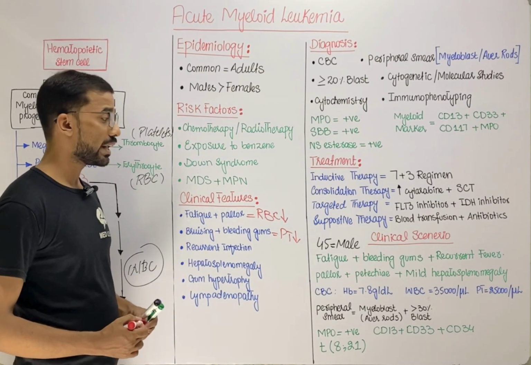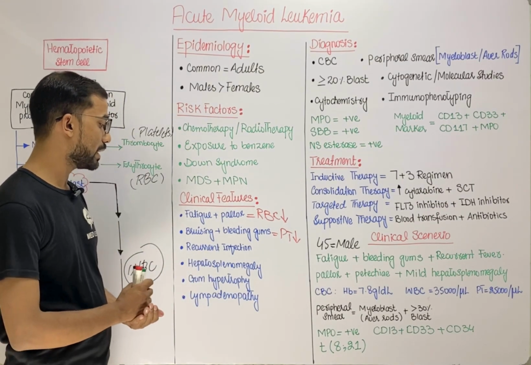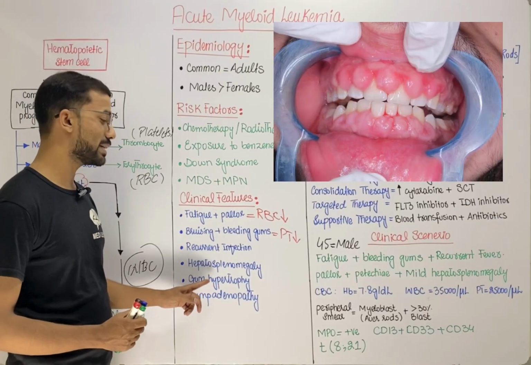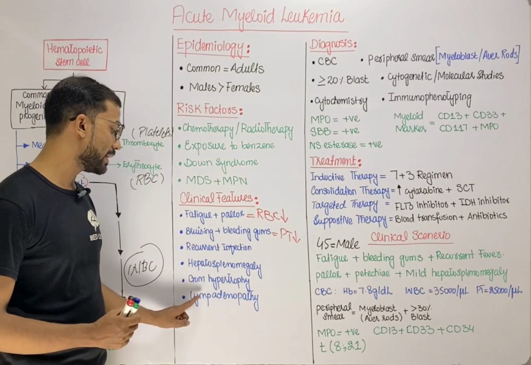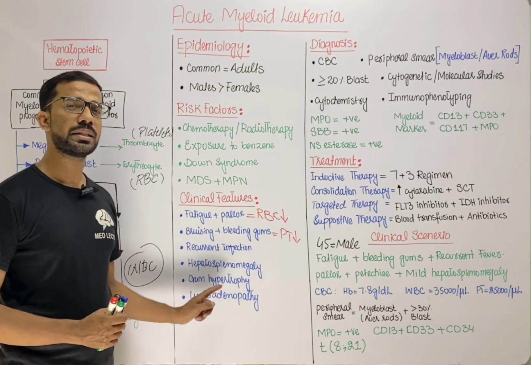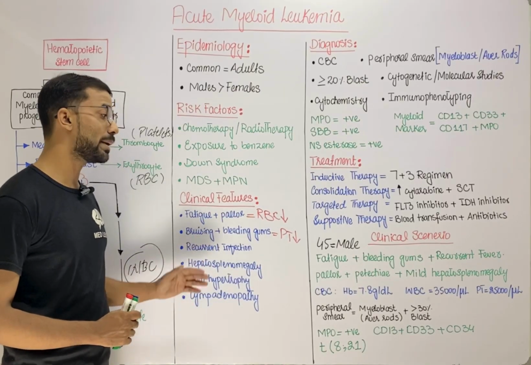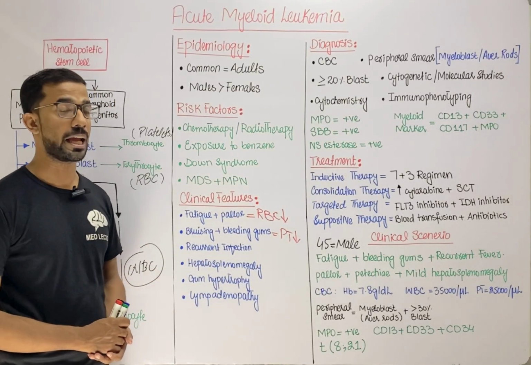Hepatosplenomegaly, enlargement of the liver and the spleen, gum hypertrophy in certain types of AML, and lymphadenopathy, but it is common in ALL. So these are the important clinical features regarding AML.